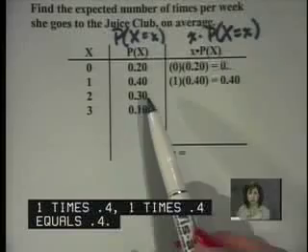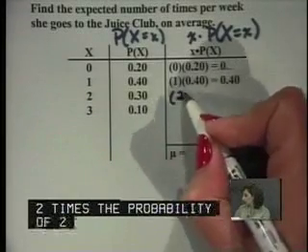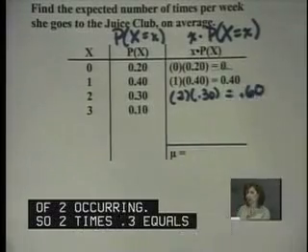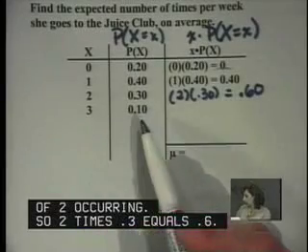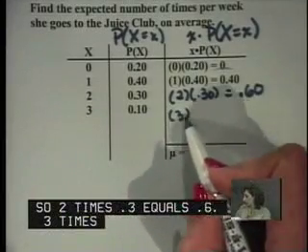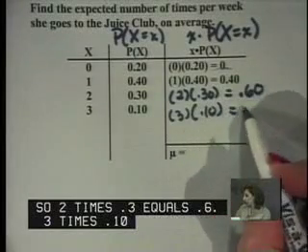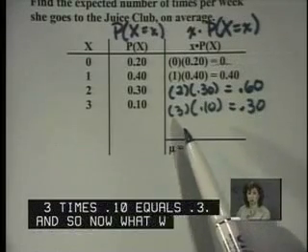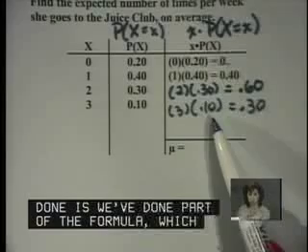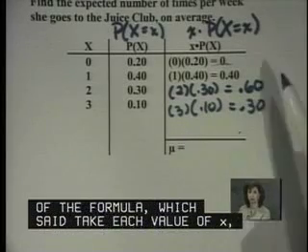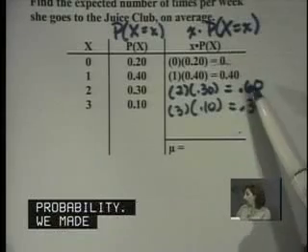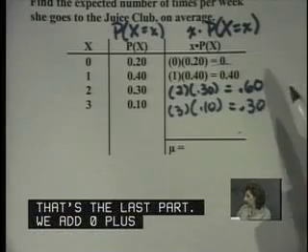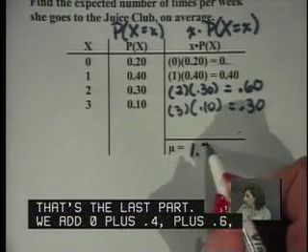2 times the probability of 2 occurring. So 2 times 0.3 equals 0.6. 3 times 0.10 equals 0.3. And so now what we've done is we've done part of the formula which said take each value of x, multiply it by its probability, and we made this column. And now we add them all up. That's the last part. So we add 0 plus 0.4 plus 0.6 plus 0.3, and we get 1.3.